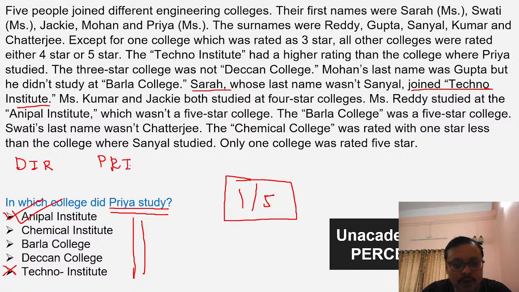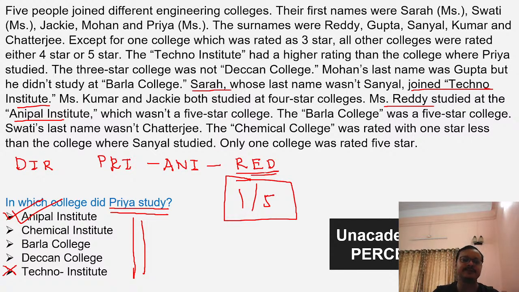Now, the moment you give yourself Priya Anipal, look for direct clues on Priya and Anipal. So what I said, Miss Reddy studied at Anipal, which means Priya's full name must be Priya. Given that Priya studied at Anipal and Anipal's student surname is Miss Reddy, it means Priya's full name is Priya Reddy. So what you've done is at least given yourself one full name, utilizing this particular question's options. One student's name is Priya Reddy.